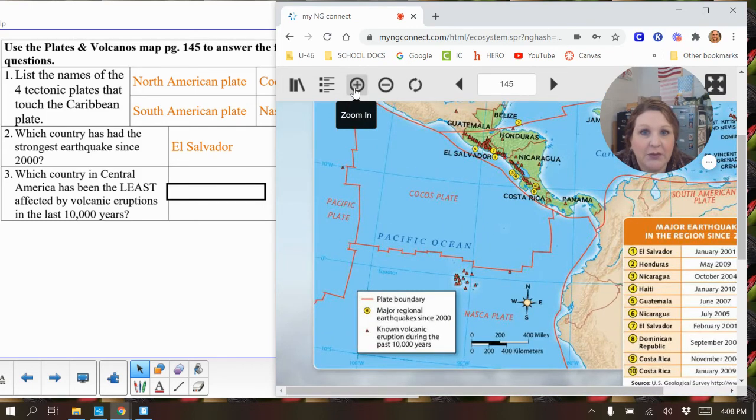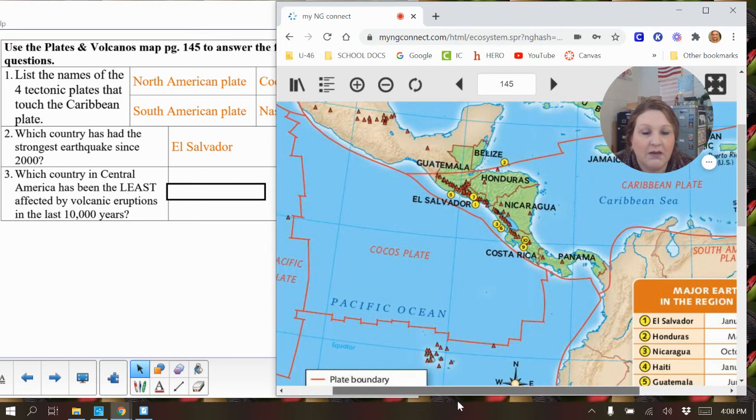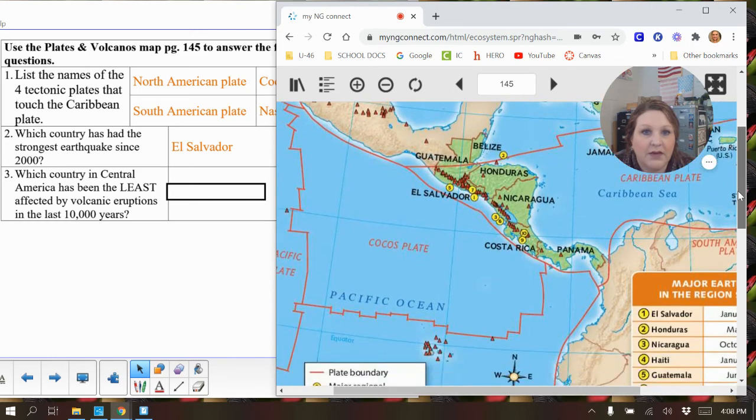Let's see if I can maybe make it a little bit bigger here to look at. Okay, so in Central America, so we're talking about all through here. And as we are looking for our little triangles, there's tons along here, right? Costa Rica, El Salvador, Guatemala, Nicaragua has a few, Panama has 2, Honduras has a couple, and then some there on the border. But look, Belize doesn't have any. So Belize is our answer for that one.